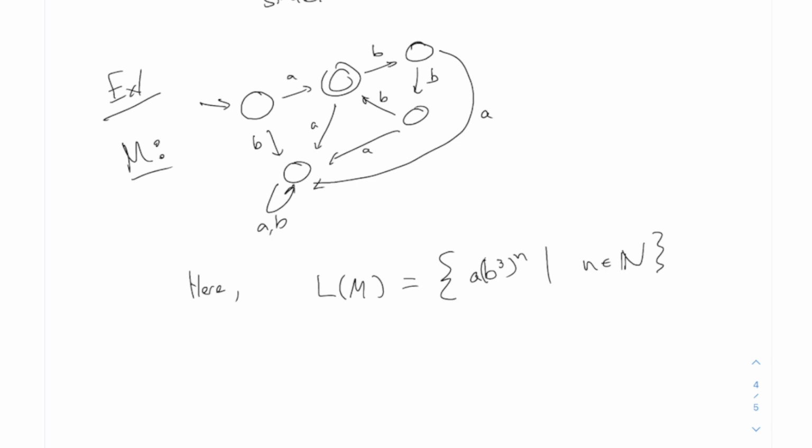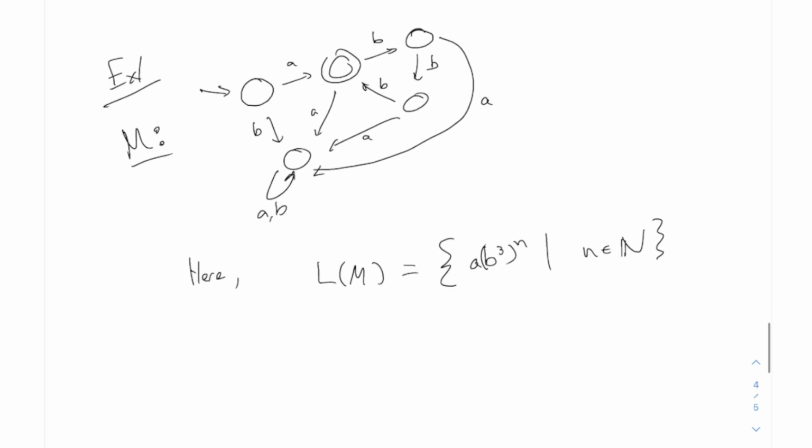So in order to be accepted here, you've got to have an A first, followed by a bunch of B cubes, or a bunch of B's taken 3 at a time. Okay, this is the language. Now, what I wanted to ask is, what happens if we move the starting state? So instead of this picture here, what if we move the starting state?